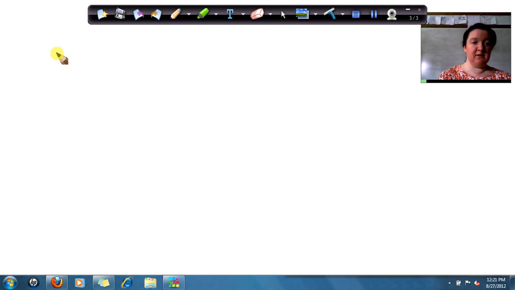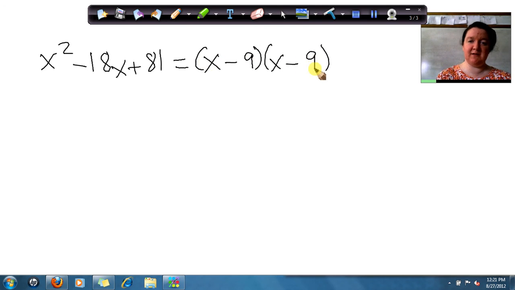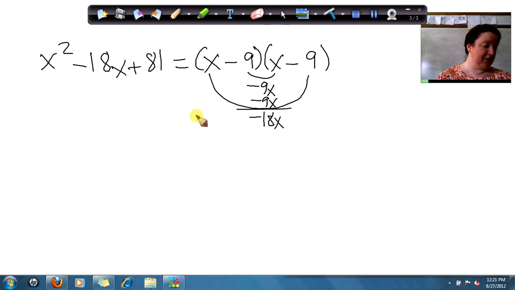If I had x squared minus 18x plus 81, think, what multiplies together to give you 81 and adds together to give you a negative 18? Well, if I think about 81, 9 times 9 would give me 81. So if I did x minus 9 and x minus 9, the negative 9 times the negative 9 would give me a positive 81. My negative 9x and my other negative 9x would add up to give me a negative 18x, which is what I was looking for. And the negative 9 times the negative 9 would give me a positive 81, which is what I'm looking for.